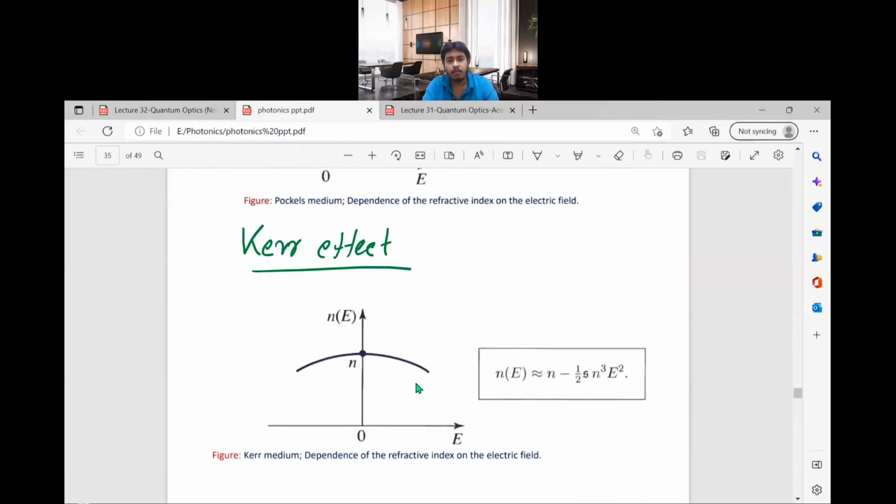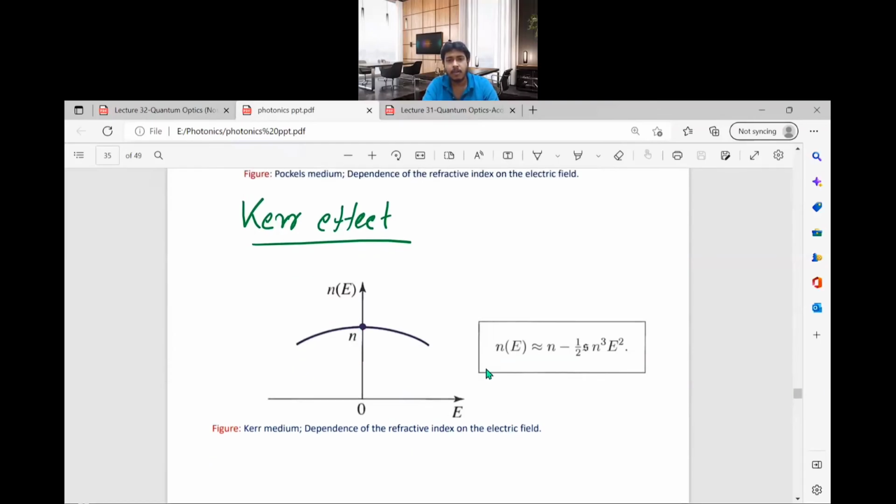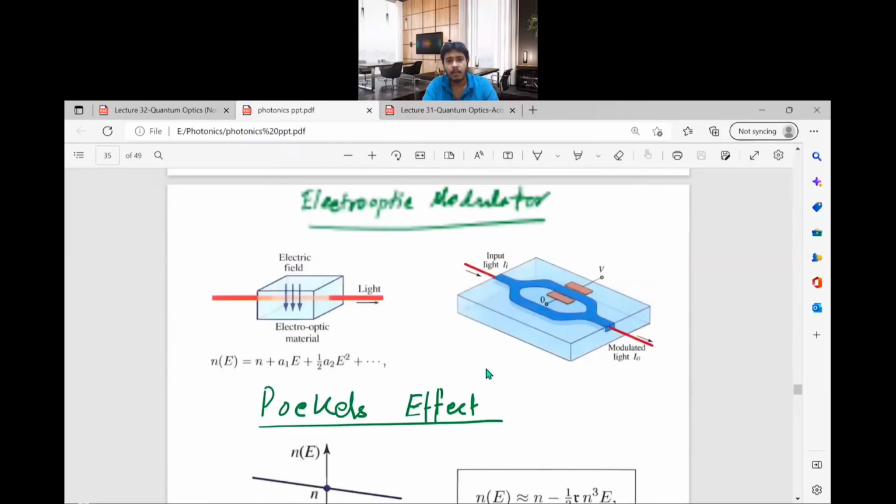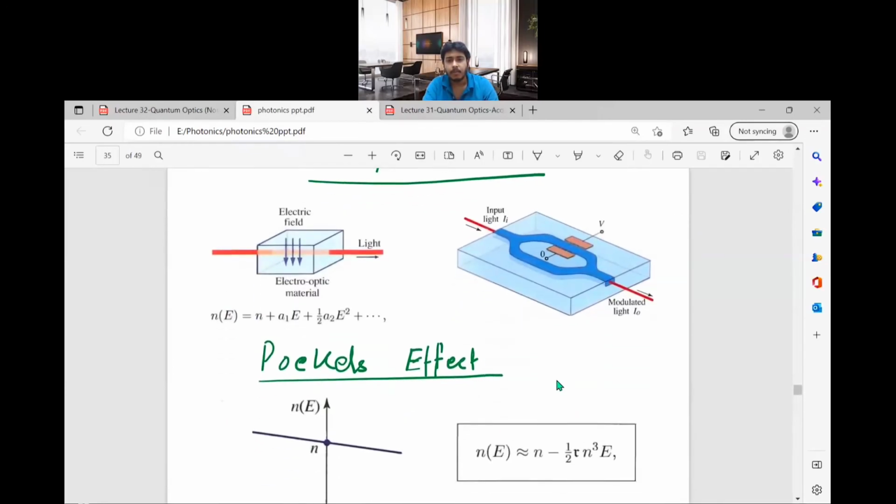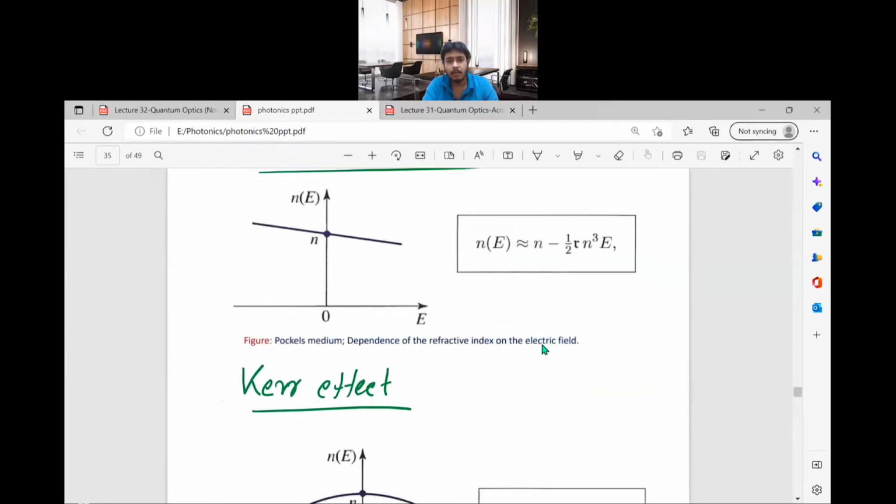And the Kerr effect is when your refractive index changes non-linearly with respect to the applied electric field. So there is a non-linear relation in the refractive index profile. The refractive index will change non-linearly with the electric field. So this is known as the Kerr effect. These are the two types of effect of the electro-optic modulator. It can also be used for the modulation of the light.